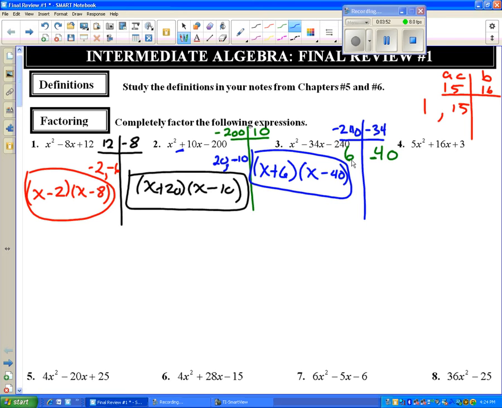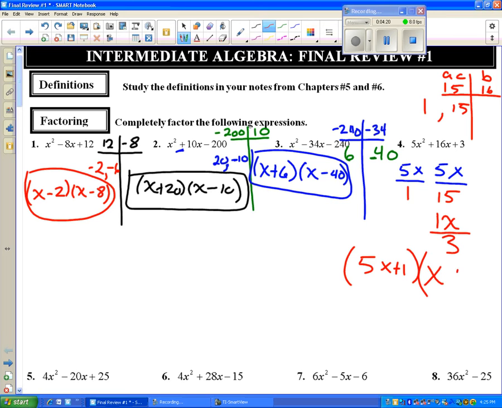This is the California method, so I have to do my fractions. 5x over, 5x over. What are they over? Well, it's over my factors, 1 and 15. 5x over 1 does not change, so that's the factor 5x plus 1. 5x over 15 reduces by 5. 5 goes into 5 once, leaving 1x. 5 goes into 15 3 times, so that's the factor x plus 3. If I FOIL that out, I would get 5x squared plus 16x plus 3.